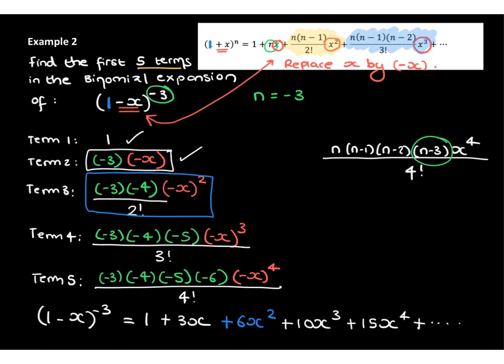Now what about validity? Again, look inside the expansion here and that will give us our validity condition. This is valid for mod x less than 1, or alternatively x between -1 and 1. This will change in subsequent examples, as you will see.